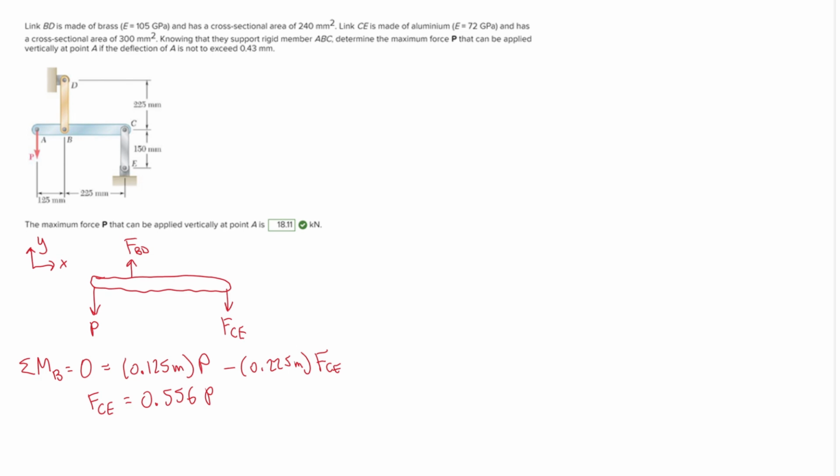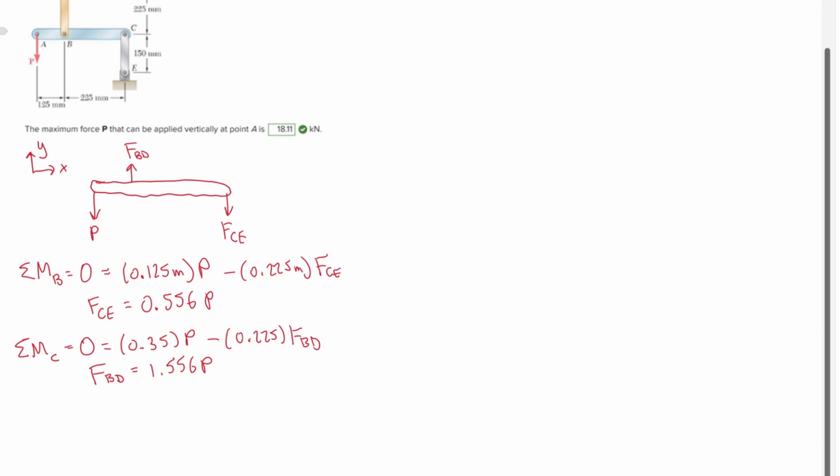And now we're going to do the same thing, taking the moment about point C to solve for that other unknown force in terms of P. So for this one, we have the force P and then the force FBD. So we have 0.35 times P, that's a positive moment. And then we have a negative moment for the other one, which is negative 0.225 times FBD. And then solving for FBD here, we get that FBD is equal to 1.556 times P. And so now we can use these values and eventually solve for P.